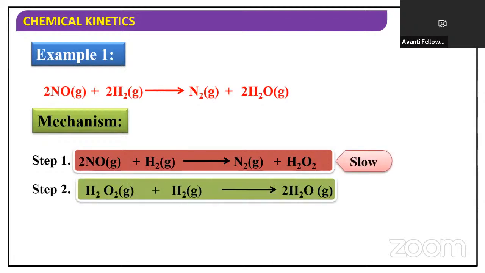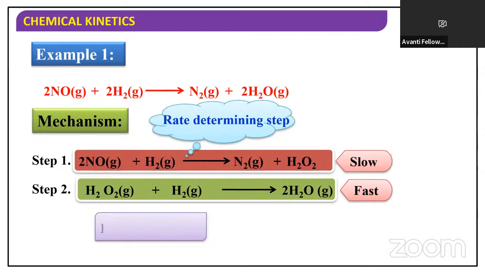For example, if we have this kind of reaction like 2NO reacting with 2H2 to form N2 plus 2H2O. So here this reaction will take place in two steps. The first step is slow and the second step is the fast step. So if someone asks which step is the rate determining step, कौन सा होगा बताओ जल्दी फटाफट. Which step is the rate determining step? That is the slowest step. That is the first step. So step number one is the rate determining step.